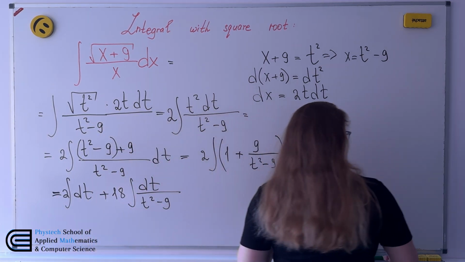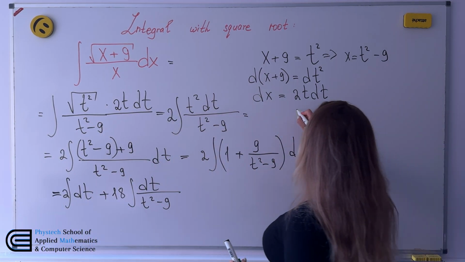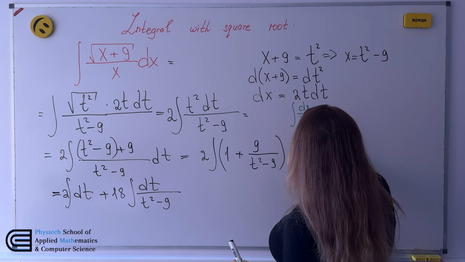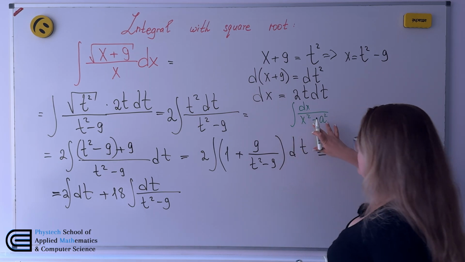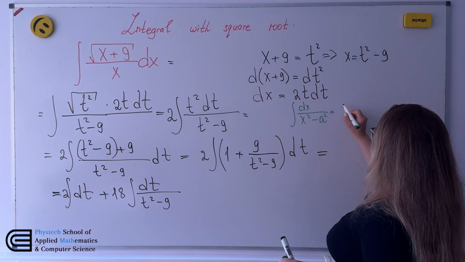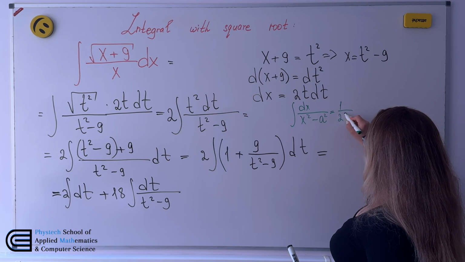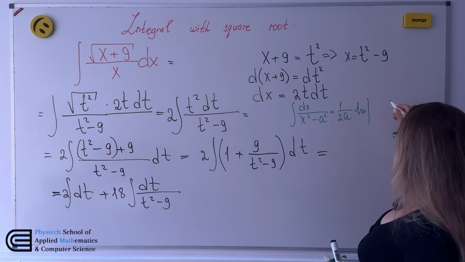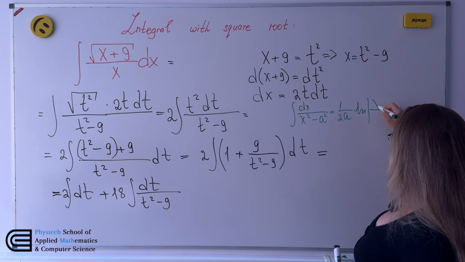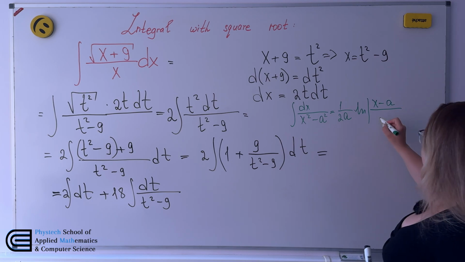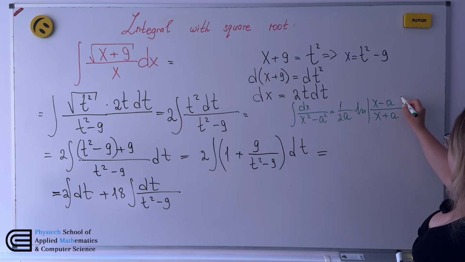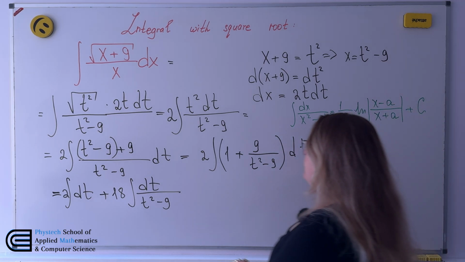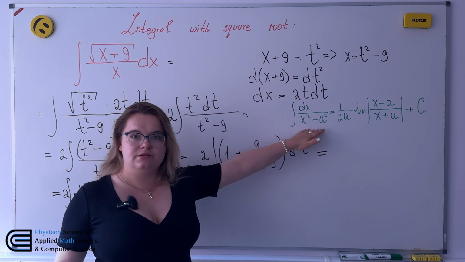And there is a formula: the integral of dx divided by x squared minus a squared, where a is a number, gives us 1 divided by 2a multiplied by the logarithm of the absolute value of x minus a in the numerator and x plus a in the denominator, plus a constant. So here we have this situation.